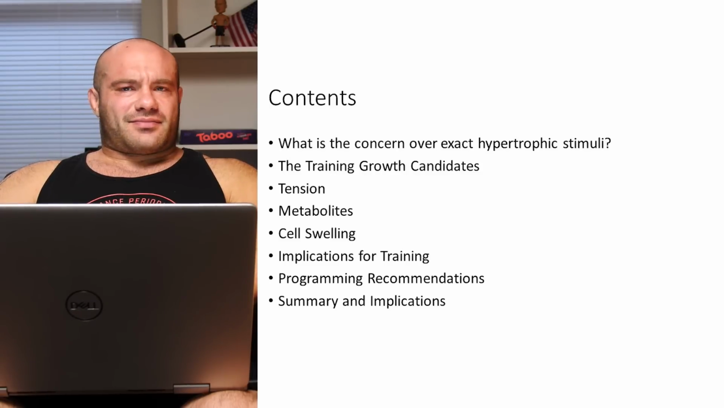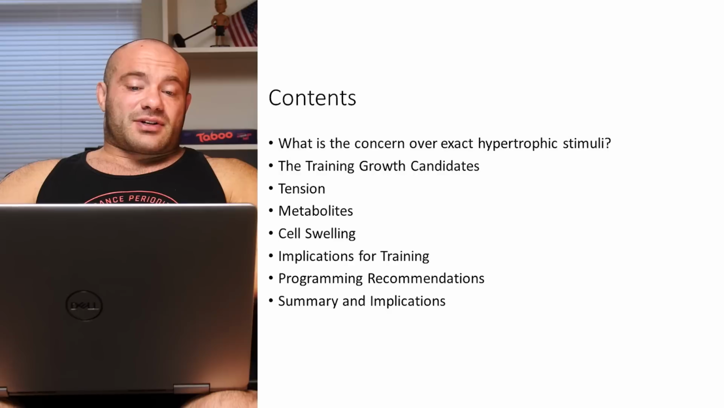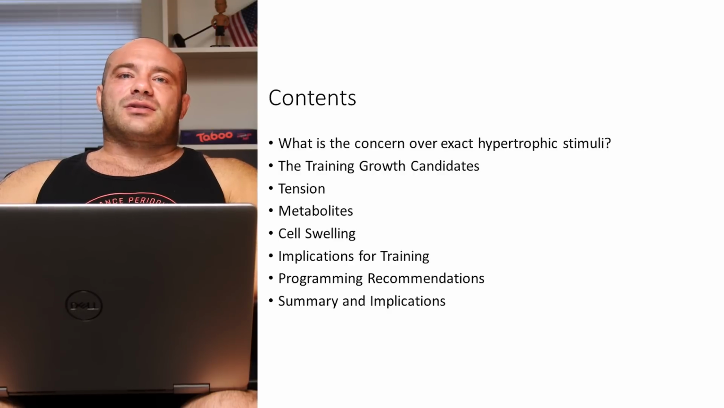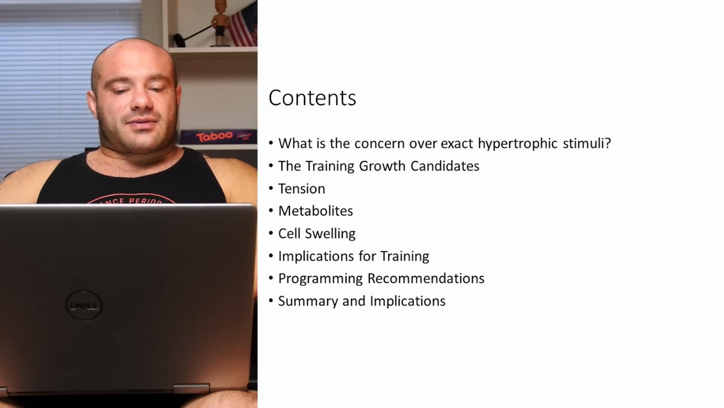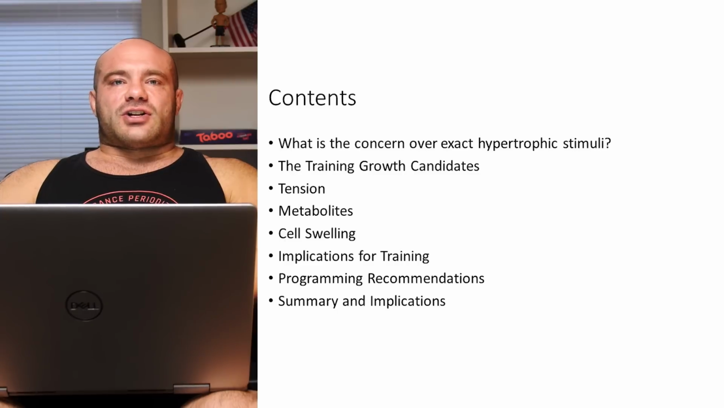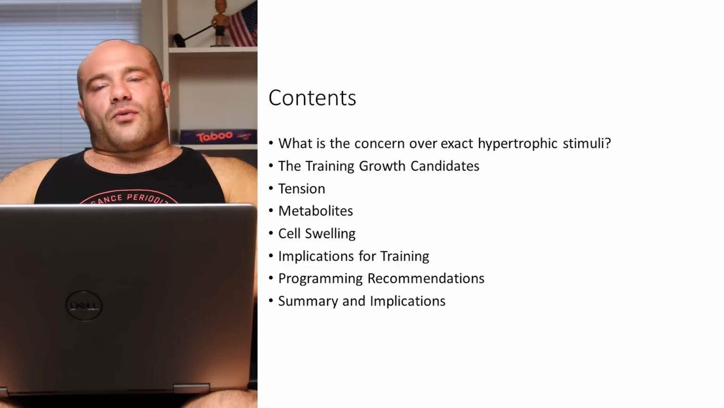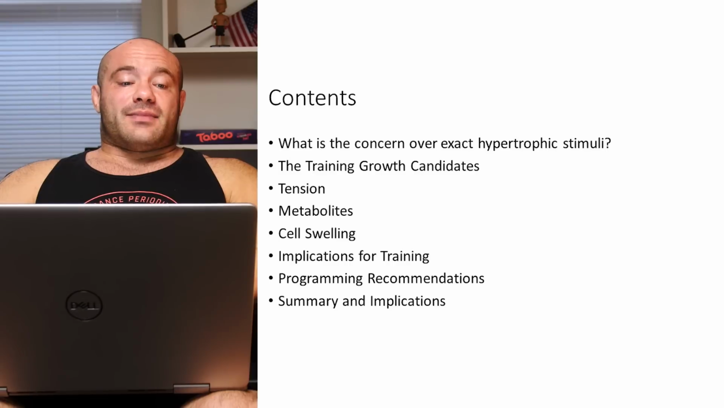All right, so a pretty deep question. The first thing we're going to talk about is what is the concern? Why do we want to know this question so precisely? Then we're going to talk about what the candidates are for these mechanisms. There are going to be 3: tension, metabolites, and cell swelling. Then we're going to finish off by talking about the implications for training and programming recommendations.